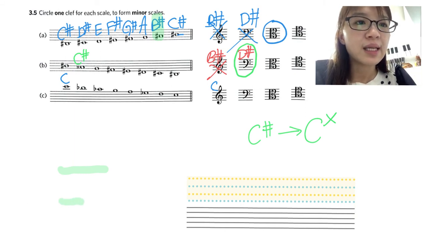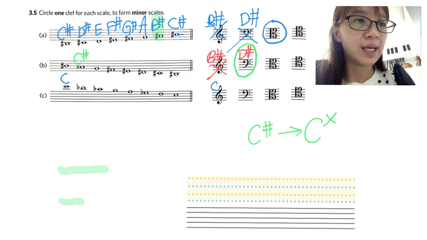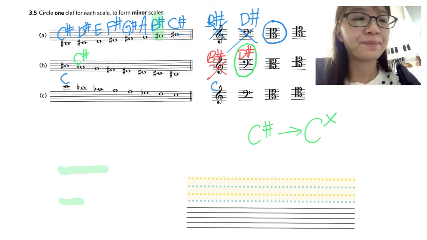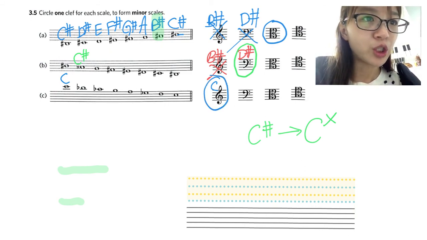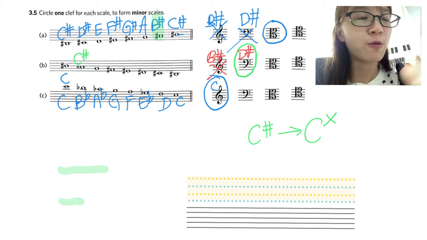C, D, E, yes. F, G, no. A, yes. B, yes. C. It goes by as usual because it's a melody. When going down, there are no changes at all. The answer is the C minor. So no changes. C, D, E flat, F, G, A flat, B flat, and of course the C.